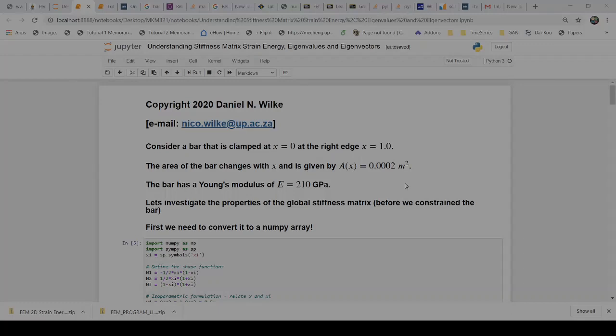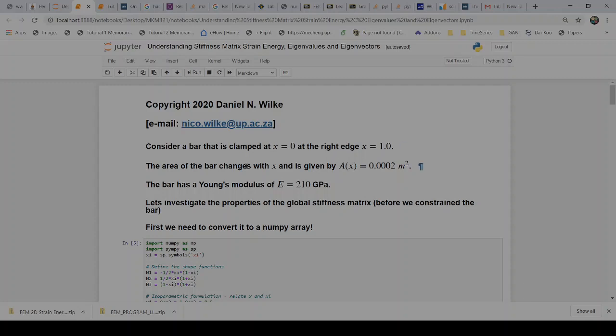Great, what we're going to do now is run through understanding the stiffness matrix, strain energy, and eigenvalues and eigenvectors, so that we have a better appreciation for critically interpreting what they are, and try to give some physical interpretation to eigenvalues and eigenvectors. They're not just quantities we compute, but they have a strong physical interpretation, and from a finite element point of view it's really critical that we understand that properly.